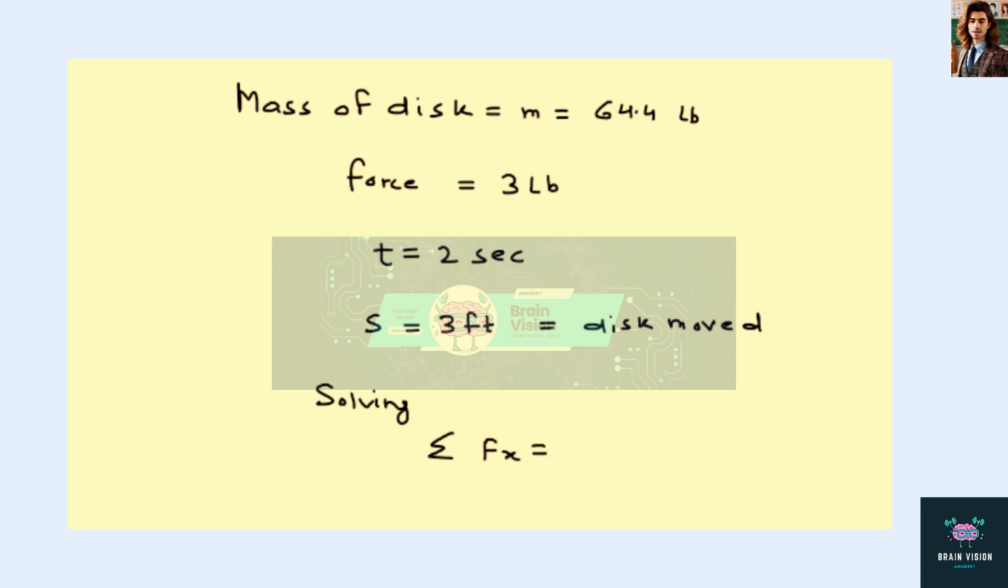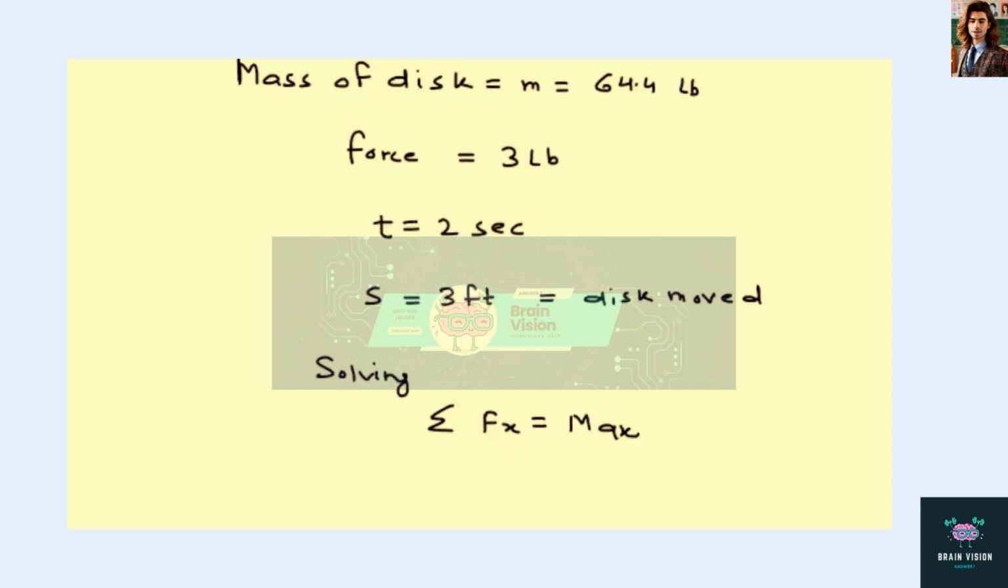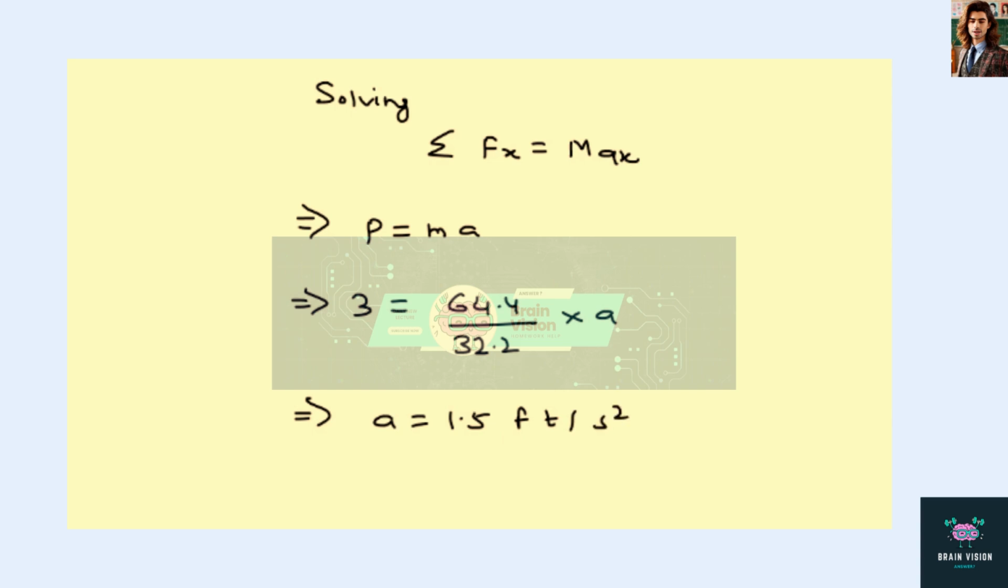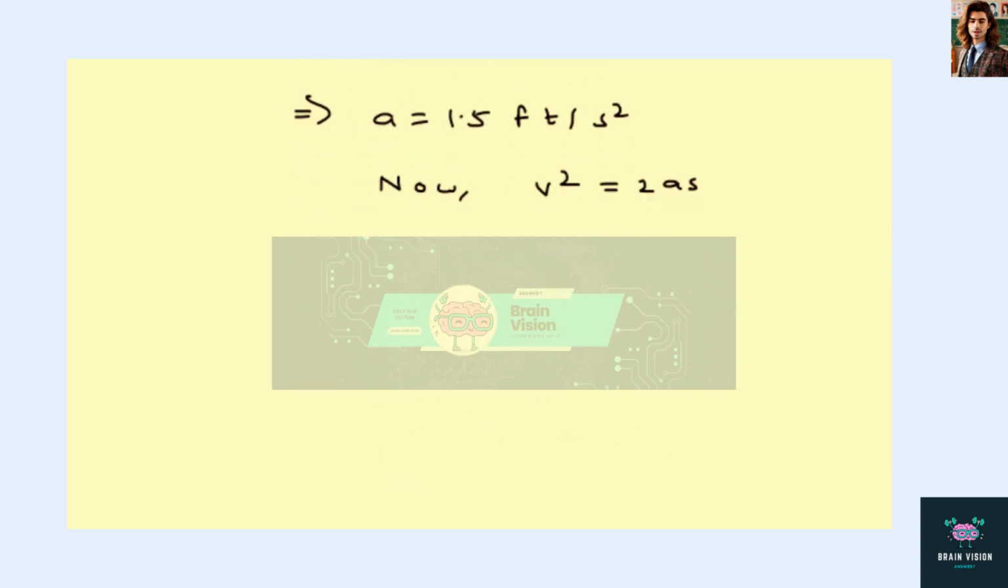Now, solving summation of Fx = ma, I can write the equation like this: P = ma. So I just put all the data here which are given in the question. The value of a is coming as 1.5 feet per second squared. Now I will use this formula, so I will put all the values here. So v is coming as 3 feet per second.